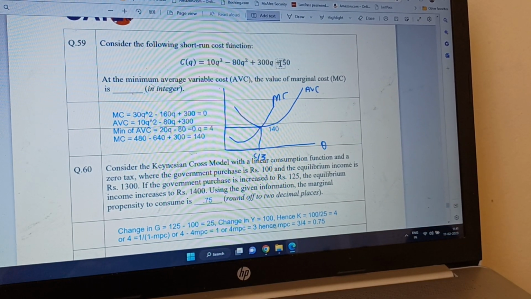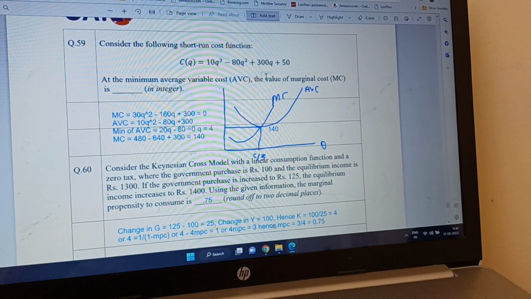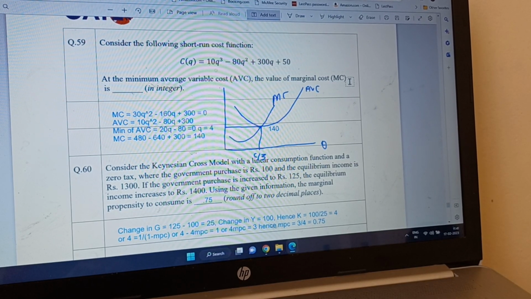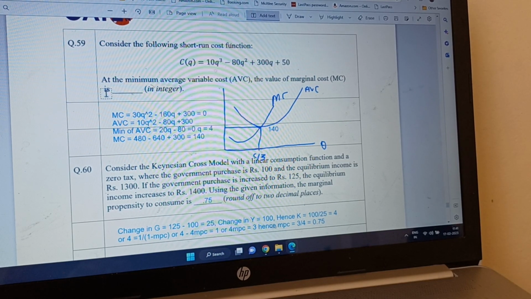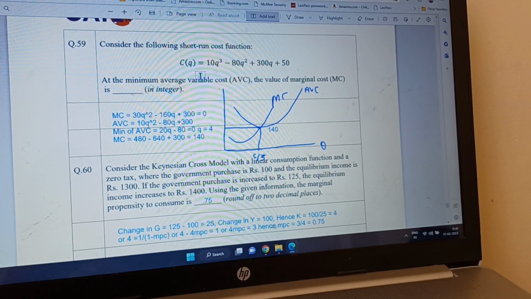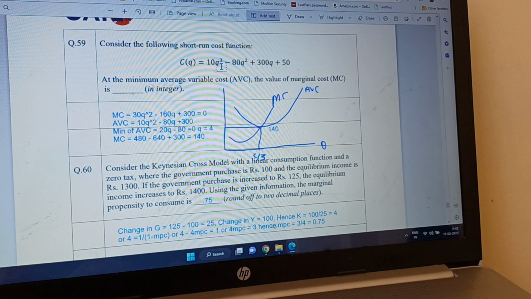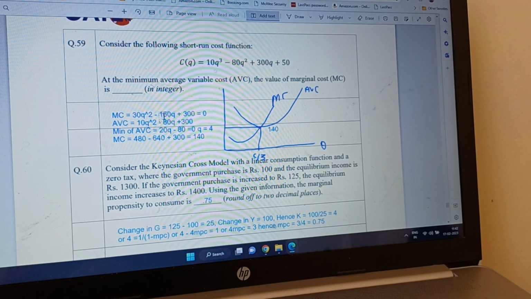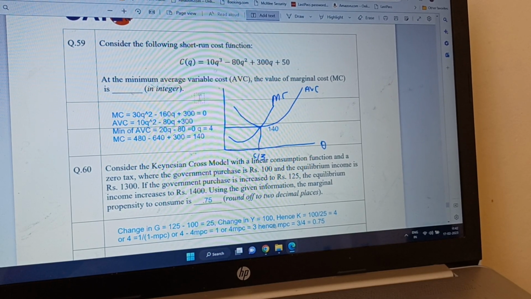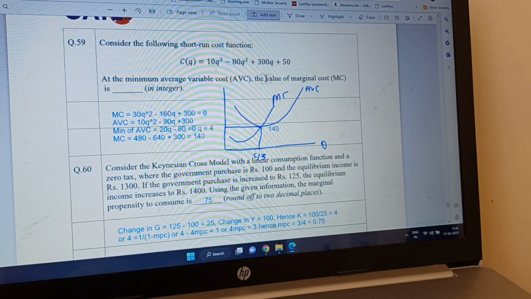Okay. So variable cost doesn't include fixed cost. So this 50 will go away. The value of the marginal cost. So first let's calculate the marginal cost. So marginal cost will be just dC/dQ. So this becomes 30Q square minus 160Q plus 300.